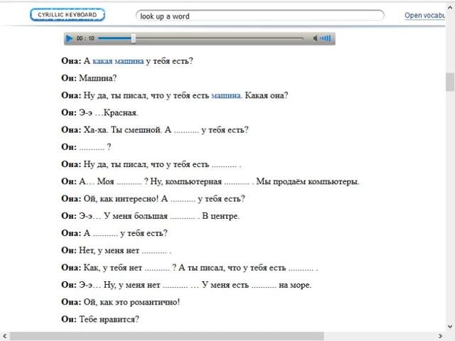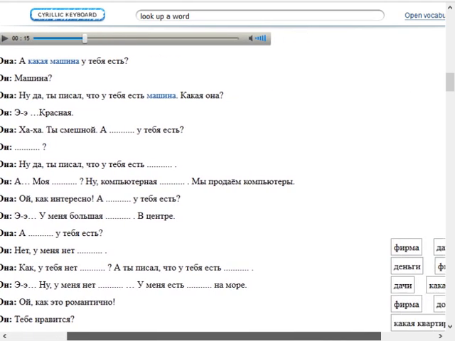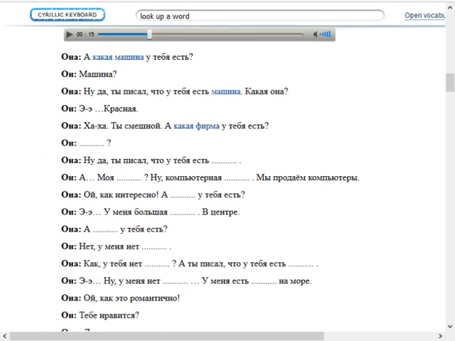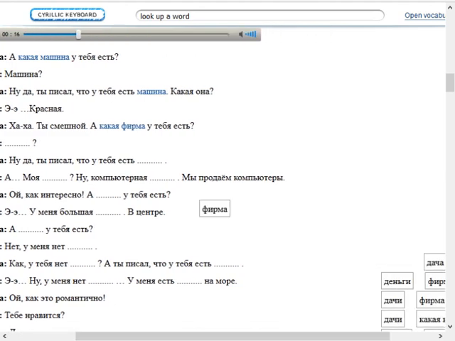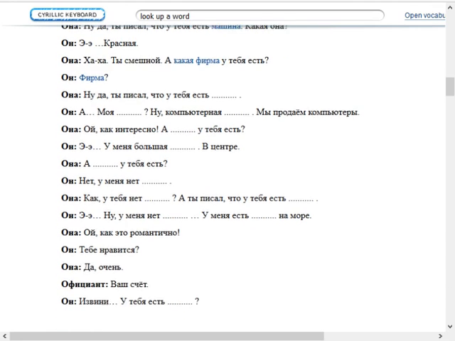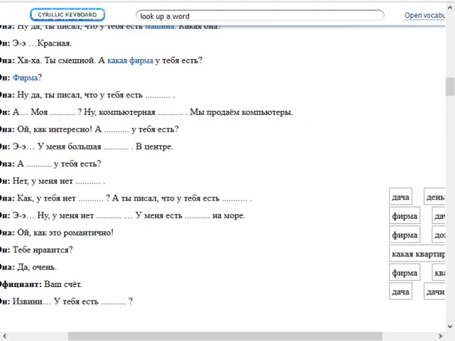Красная? Красная, red. Ха-ха, ты смешной. Haha, you're funny. А какая фирма у тебя есть? А какая фирма у тебя? And what company, like what business, фирма is like firm in English, a business firm. And what business do you have? Фирма? Somehow I knew he was going to answer that. Ну да, ты писал, что у тебя есть фирма. Mm-hmm. Well, yeah, you said that you have a company.